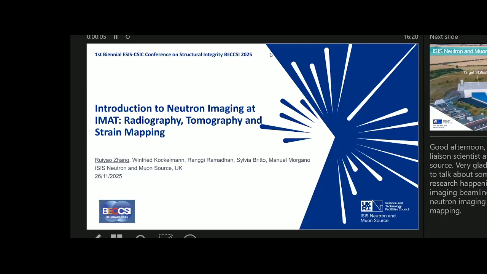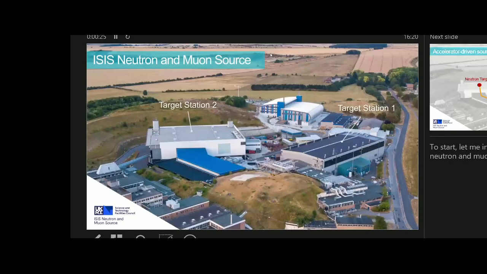By introducing you the Neutron imaging facility at the ISIS Neutron and Muon source. Hopefully you will find it useful and interesting to use for your structural integrity research. Just a brief introduction about the ISIS Neutron and Muon source.